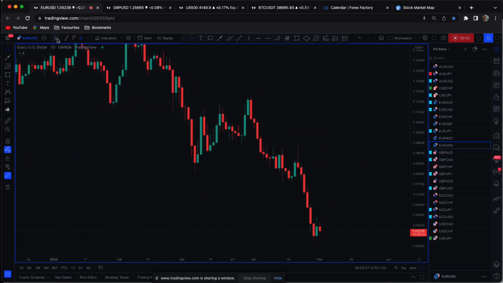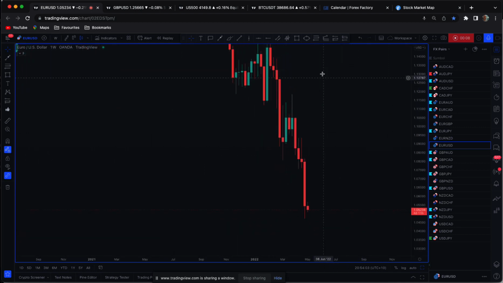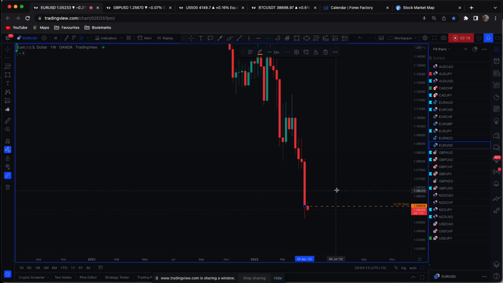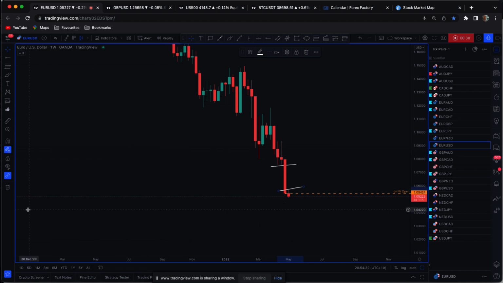Just taking a look at the euro dollar. Here's something to consider. Just going to mark up our weekly open to start with. Weekly open. Keep an eye on this level. Notice this candle. Look at the gap. That is significant. I would consider a potential buy opportunity.